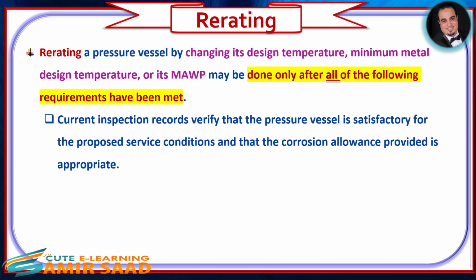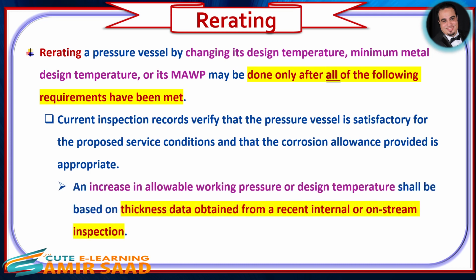Current inspection records verify that the pressure vessel is satisfactory for the proposed service conditions, and that the corrosion allowance provided is appropriate. An increase in allowable working pressure or design temperature shall be based on thickness data obtained from a recent internal or on-stream inspection.